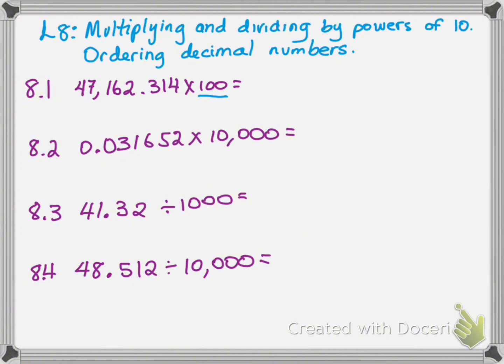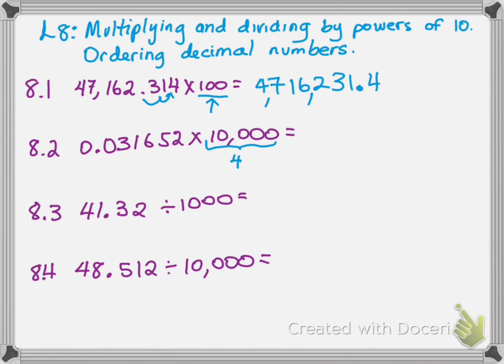So what we have to remember is that whenever we multiply by a power of 10, what we're going to do is move the amount of zeros that we have. We're going to move the decimal to the right because we want to make the number bigger. It's a number that we're multiplying, so it's becoming a bigger number. So our decimal point is right here. We're going to move it twice. So our answer will be 4,716,231 and 4 tenths.